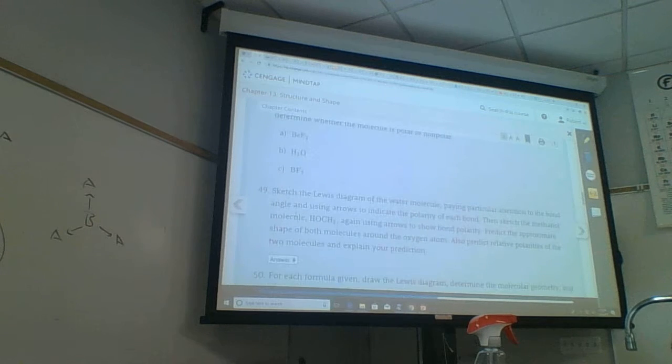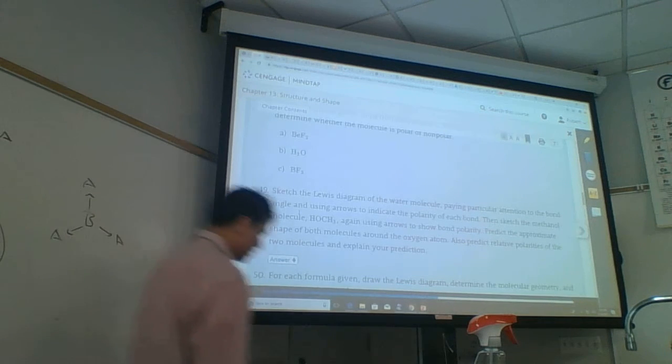Sketch the Lewis diagram of the water molecule, paying particular attention to the bond angle and using arrows to indicate the polarity of each bond. Then sketch the methanol molecule, again using arrows to show bond polarity. Predict the approximate shape of both molecules around the oxygen atom. Also predict relative polarities of the two molecules and explain your prediction. So let's talk about this one next.